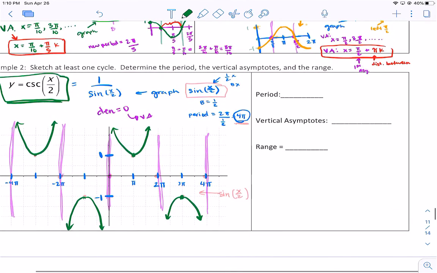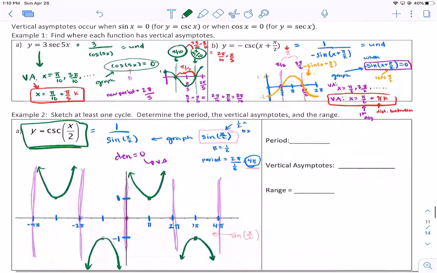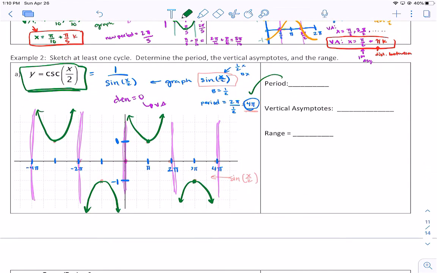So now we can answer the questions over here. The period is the same as the sine, so it's just still 4 pi. So the period is 4 pi. Vertical asymptotes, our rule is we list the first one. So it's our first asymptote, but the first asymptote here is at 0. And really you could choose any of them. I'm just going to choose 0.